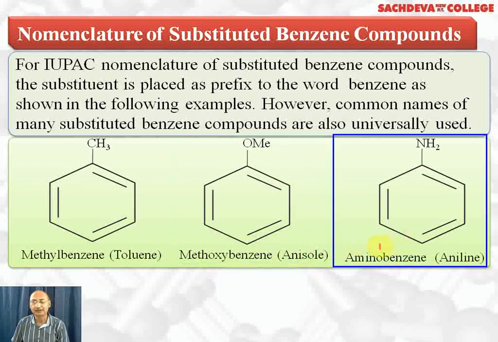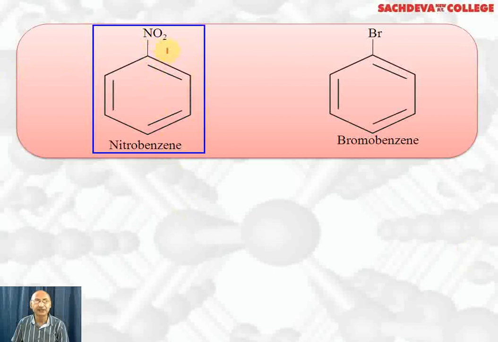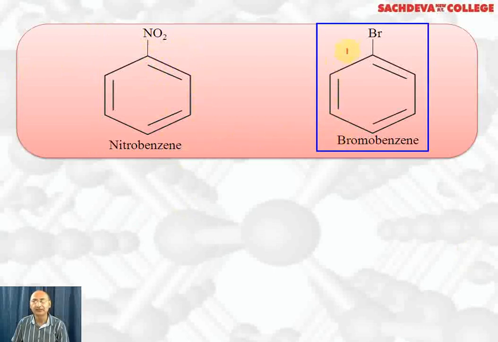This compound is aminobenzene, or aniline is also accepted as a common name; aniline is more popular as its name. Next, this compound is called nitrobenzene because a nitro group is attached to the benzene ring. Here a bromo group is attached to the benzene ring, so we call it bromobenzene.